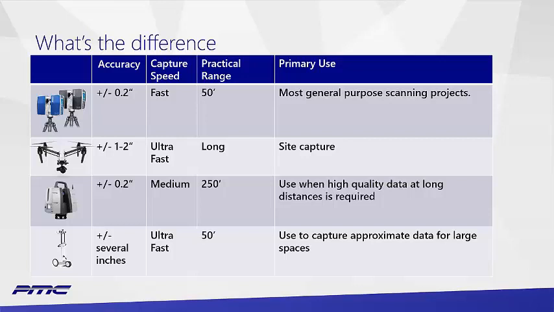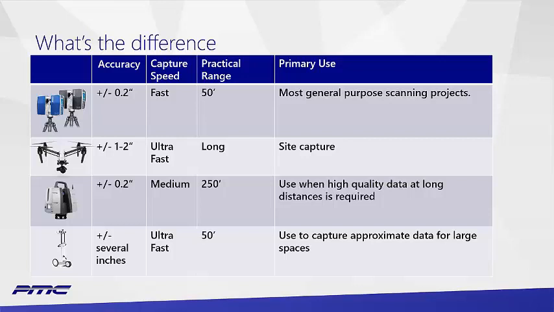Then we get to the more survey grade laser scanners. These are the heavier, less portable units. They're going to hold about the same accuracy or even a little better, but they're going to give you much better range, 250 feet. So if you have a site where you need the longer range, maybe a stadium, or high-rise building facades, these are the appropriate machines for that type of work.